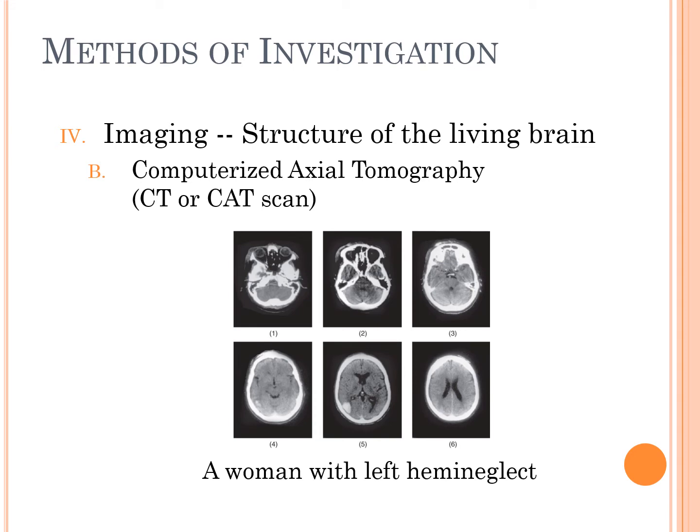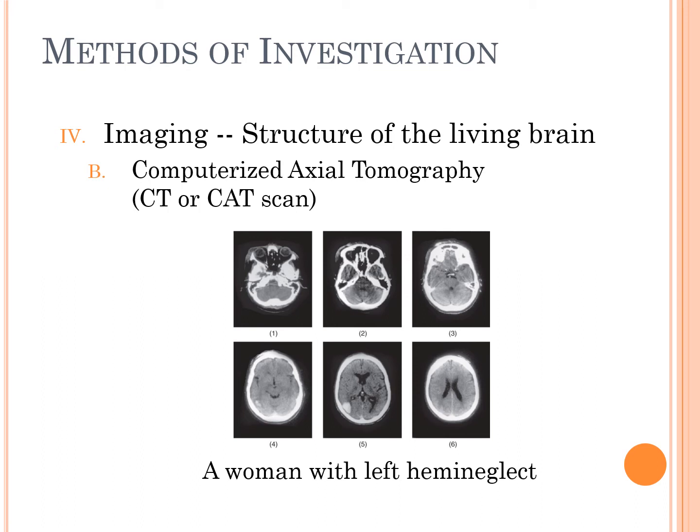As we move into slice 4, you can start to see on the right hand side of the person, our left hand side, this little white space there in the parietal lobes. Remember, we talked about left hemineglect being that right parietal lobe damage that causes an inability to really pay attention to the left side of space or the left side of the body and so forth.